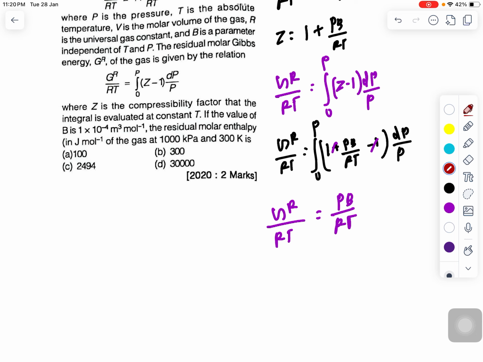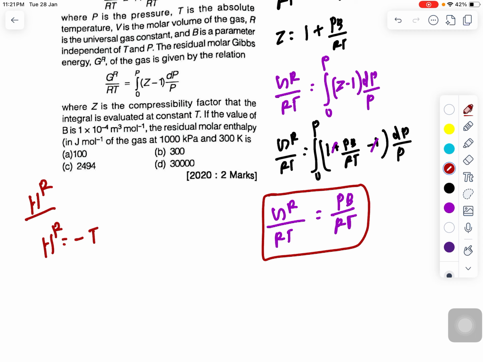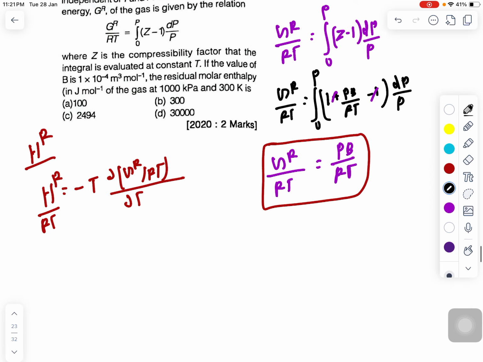Now if the value of B is given to you, you are supposed to calculate the residual molar enthalpy of the gas at constant pressure and constant temperature. So this one is GR divided by RT, and you are supposed to calculate the value of HR. The value of HR will be equal to minus T del of GR divided by RT, divided by del T. So HR divided by RT is equal to something like that. We are supposed to calculate GR divided by RT, so now just substitute these things.